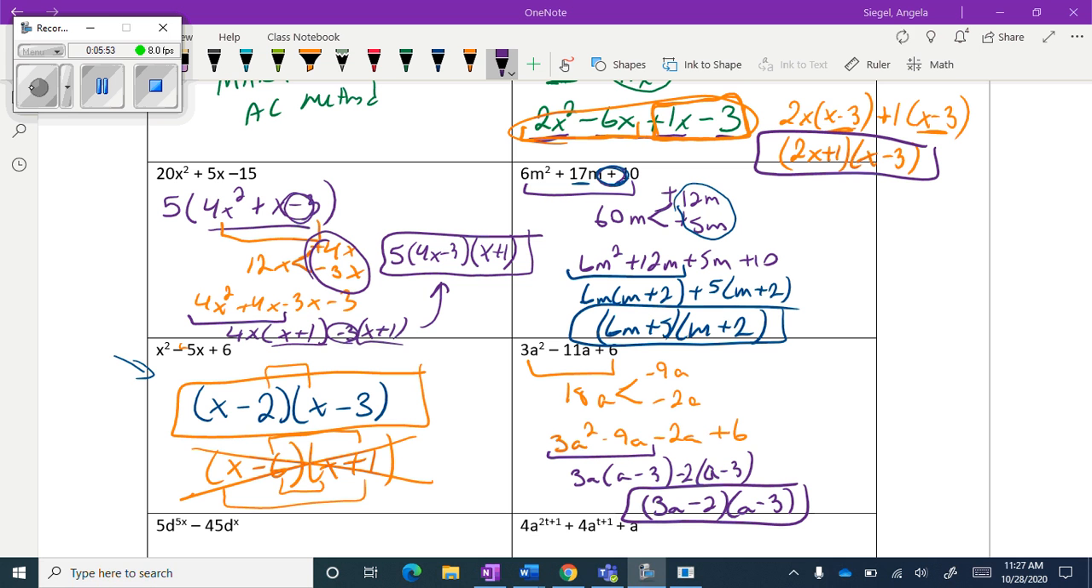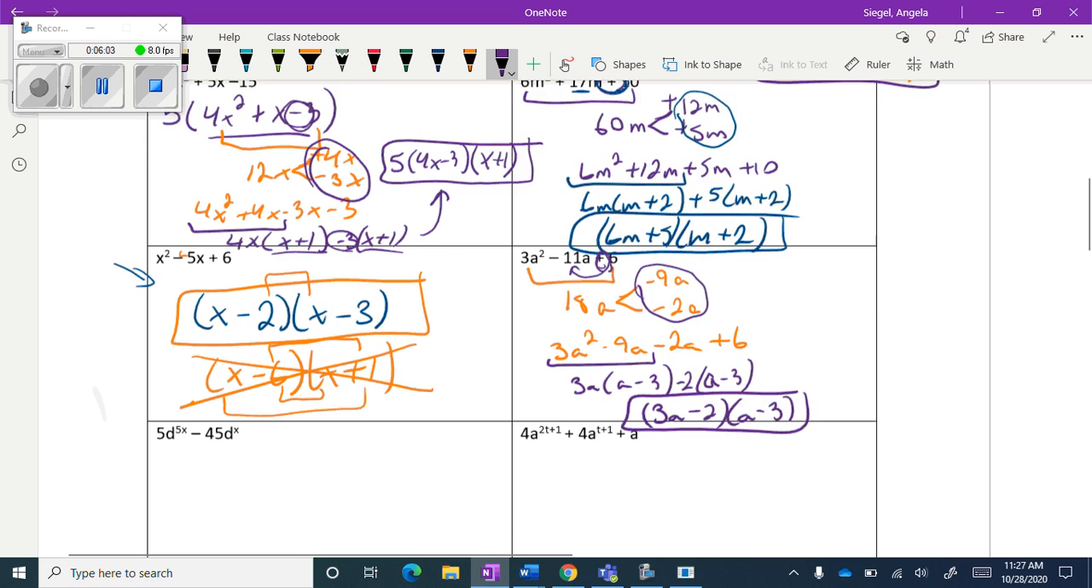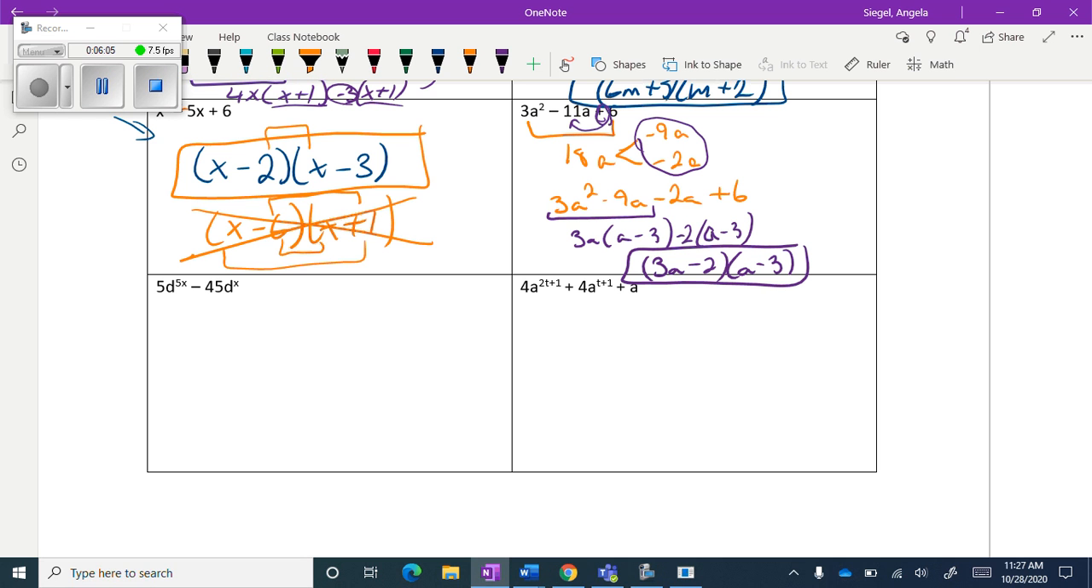Okay, so this one is pretty straightforward. They're going to be the same sign, and we're going to add them together to get 11. So negative 9 plus negative 2 is negative 11. Okay, so these last two deal with variables.